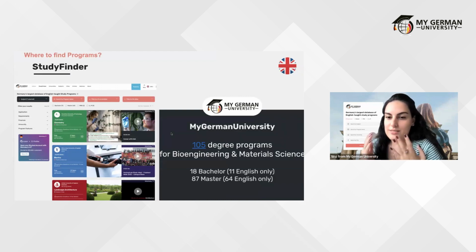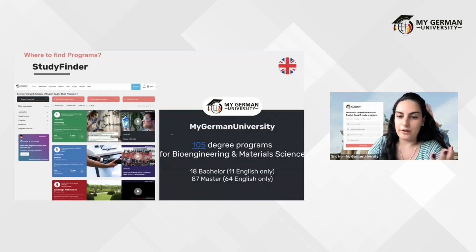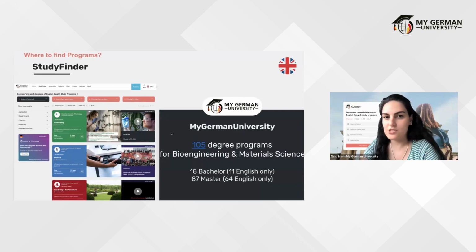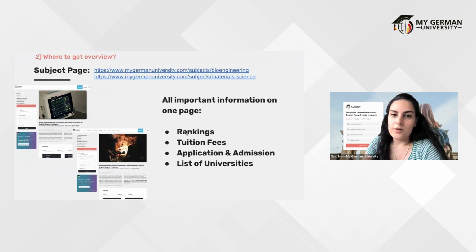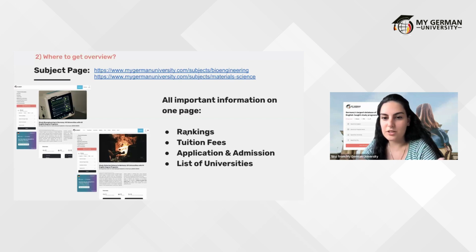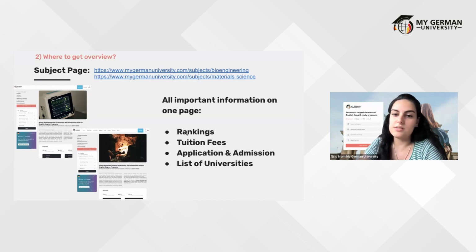Now, since you are attending today's session, hopefully you have searched for programs in bioengineering and materials science on the page, maybe in our study finder. If you have not, then I did it for you, and you can see 105 degree programs in these subjects. The breakdown is also visible, and the English-only option means that the programs do not require knowledge of German throughout the course. If you don't know how it feels studying these subjects in Germany, then we even have subject pages which provide a general overview of different information, like about application, admission, list of universities, rankings, etc. So you can also have a look, and I can also share the link in chat.